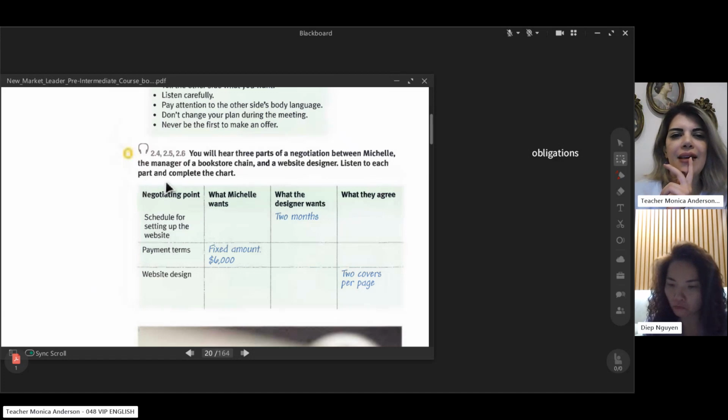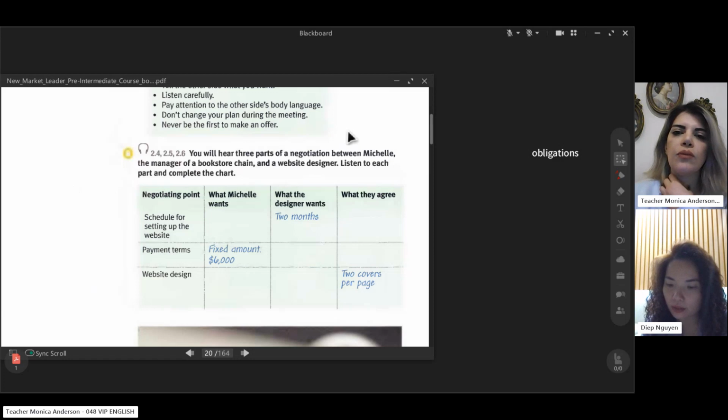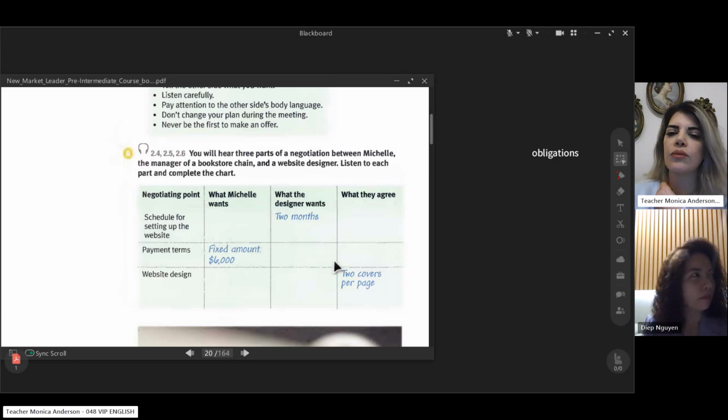So, the schedule for setting up the website. Michelle wants a month, the end of July, but the designer wants 2 months. And they agree that the designer can do his best, but it's not fixed.